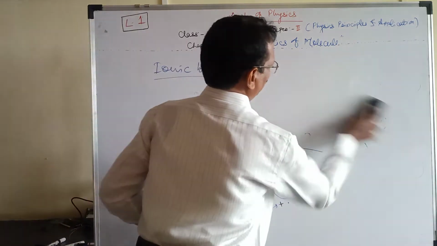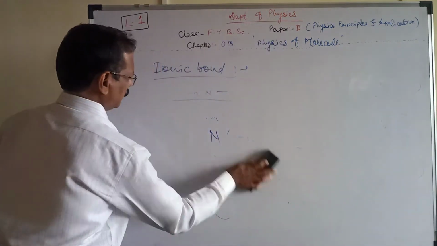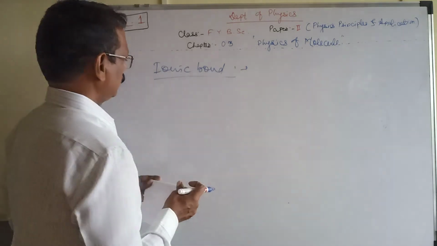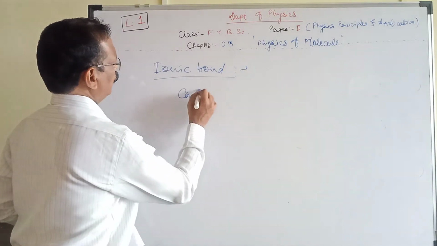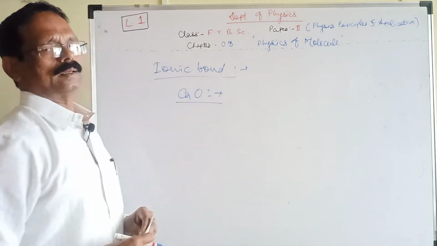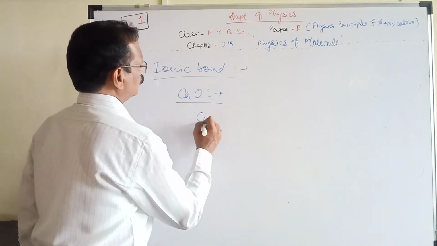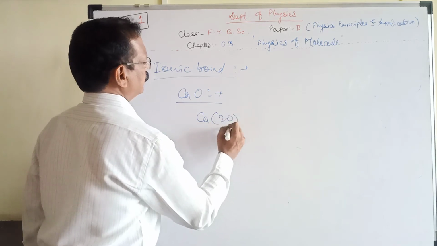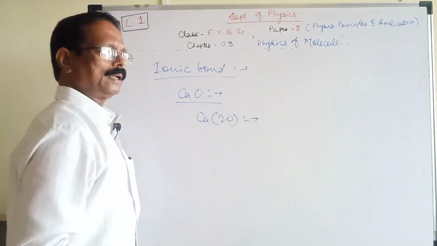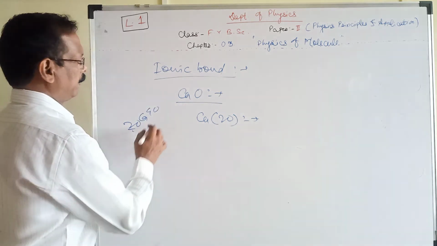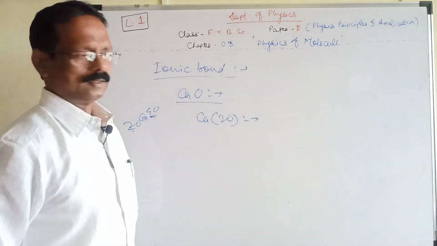Lastly, we take another example of the ionic bond, which is CaO. So CaO is another example of the ionic bond. What is the atomic number of calcium? It is 20. So 20Ca40: 20 is the atomic number and 40 is the mass number.